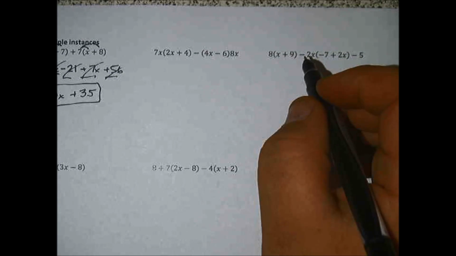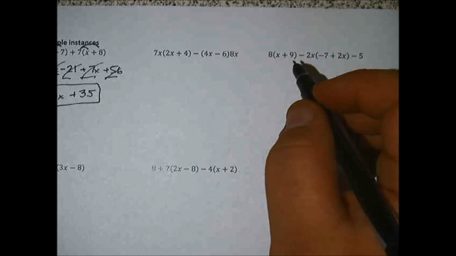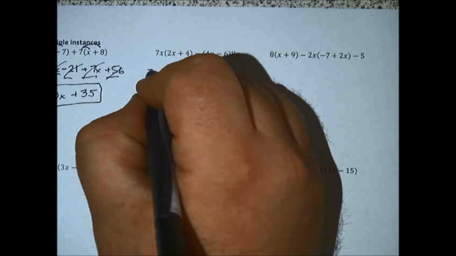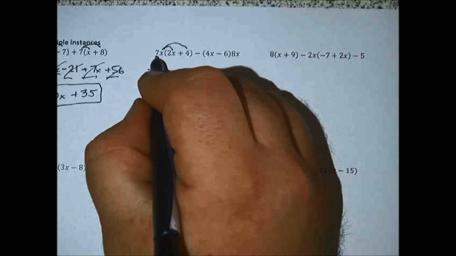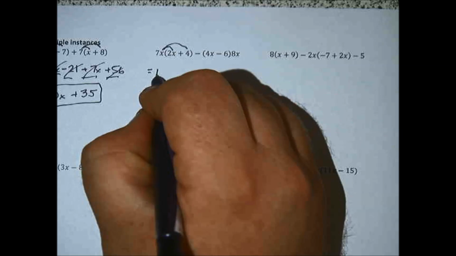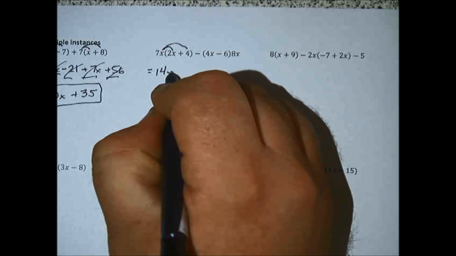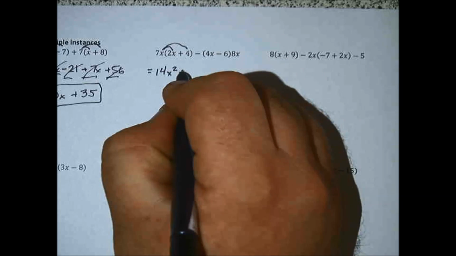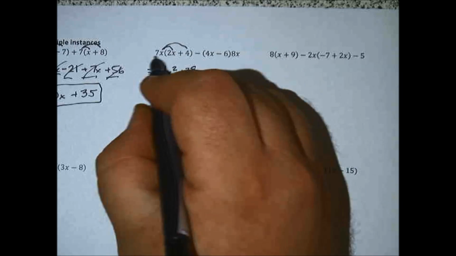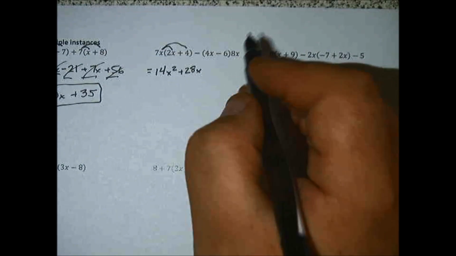Hopefully you're kind of realizing that this distributive property stuff isn't that bad. I'm going to go ahead and distribute that 7x inside. 7 times 2 is 14. X times x is x squared. 7 times 4 is plus 28. And then I have that x just hanging out with it.